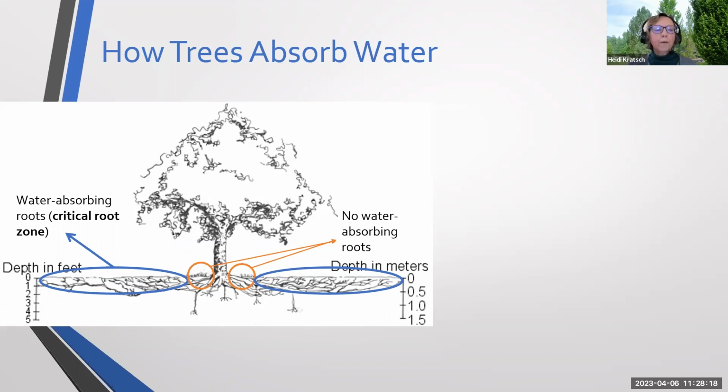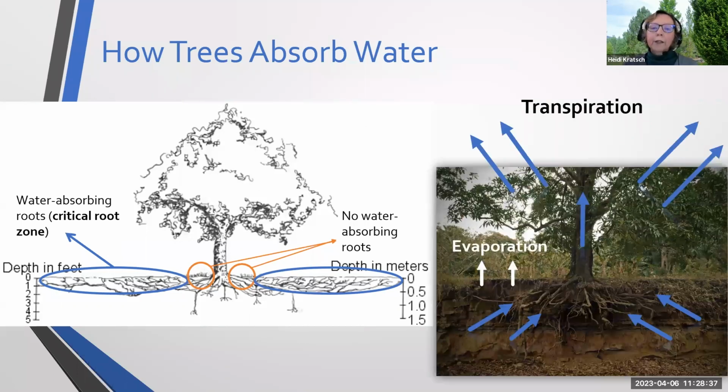So you can see that root zone, those roots go down 18 to 24 inches, but they grow horizontally within the soil out to the drip line and sometimes well beyond that drip line if they're in a large landscape or aren't blocked by any other structures in the landscape.